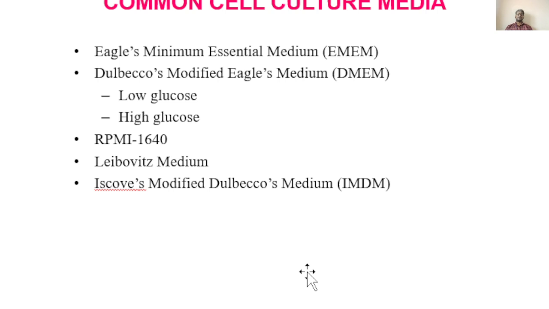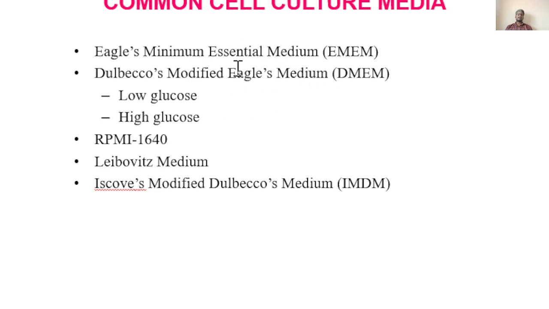Common cell culture media that we use: Eagle's minimal essential medium, DMEM with high glucose and low glucose, RPMI, Leibovitz, and Iscove's modified Dulbecco's medium. These are modified media of the minimal essential medium, meaning that over a period of time the minimal essential medium was formulated and designed into EMEM. Again, that was modified to become DMEM, and henceforth we get the recently available special media like these. RPMI is basically used for lymphocytes and most cancer cells.